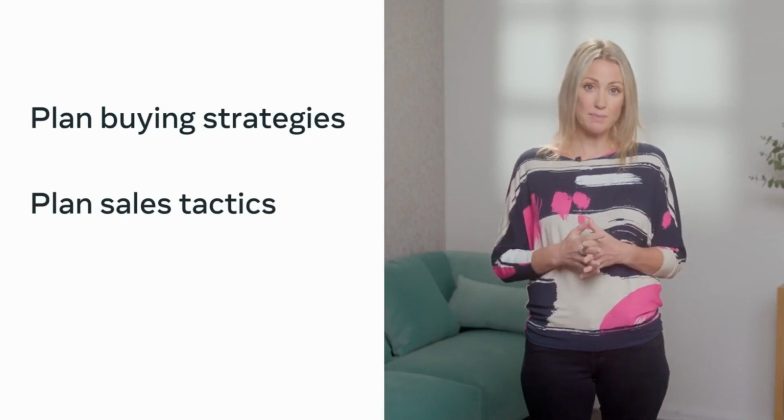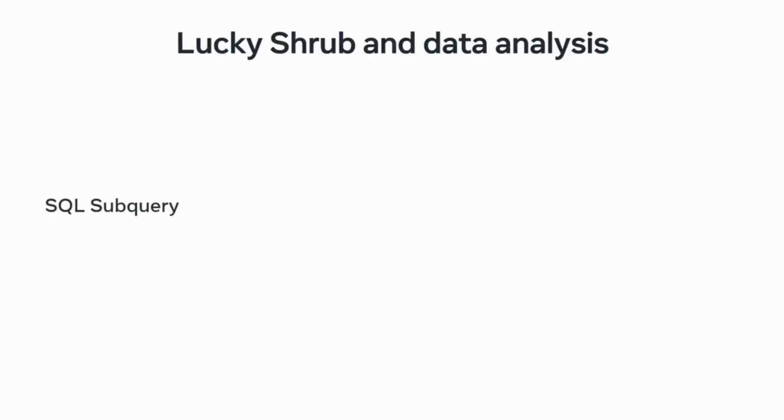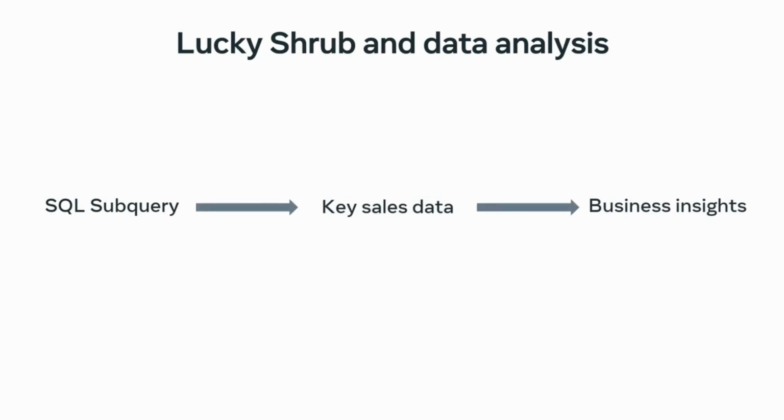So, to recap this process, Lucky Shrub create a SQL subquery to target the data they require. They then extract this data from the database through data analysis. And this data can then be explored further using more sophisticated queries to generate business insights. Now that you're familiar with this process, it's time to put it into action. As you discovered a few moments ago, Lucky Shrub need to perform data analysis on their client orders. Let's see if you can help them out.